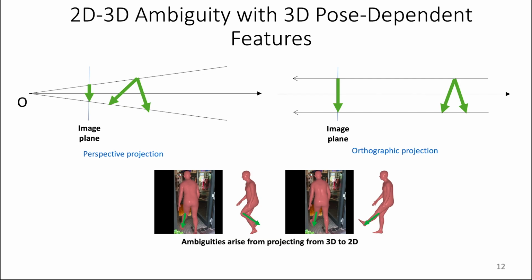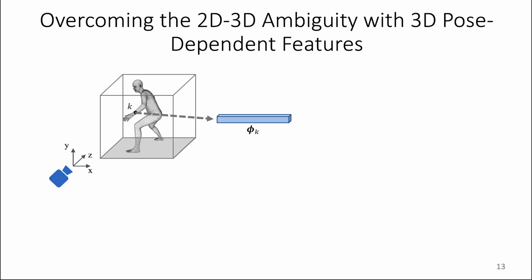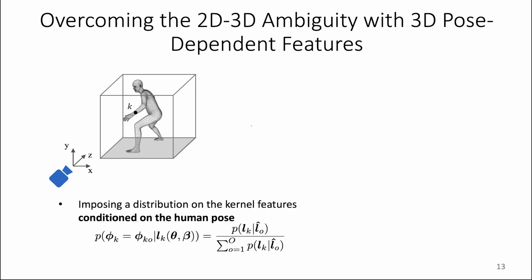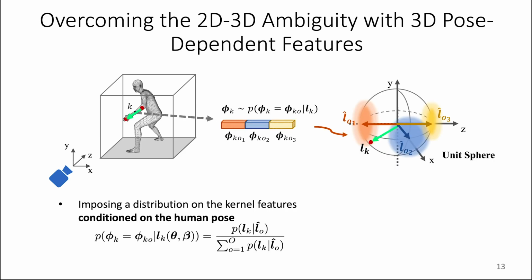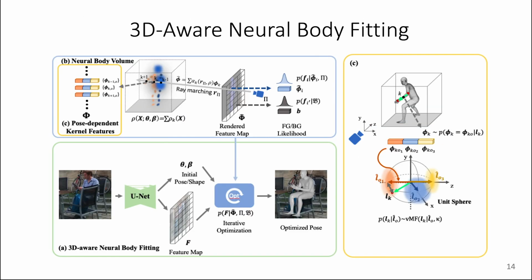Recovering 3D from 2D is ambiguous for viewpoint invariant features, e.g. 2D keypoints, silhouettes, and single-modal neural features. To overcome the 2D-3D ambiguity, we make the kernel features depend on the human pose. We use a categorical distribution to model the kernel features, where the probability is proportional to the affinity between limb orientation and a set of predefined orientations, each of which is associated with a feature vector. Put together, this is the whole pipeline of our 3D-Aware neural body fitting.